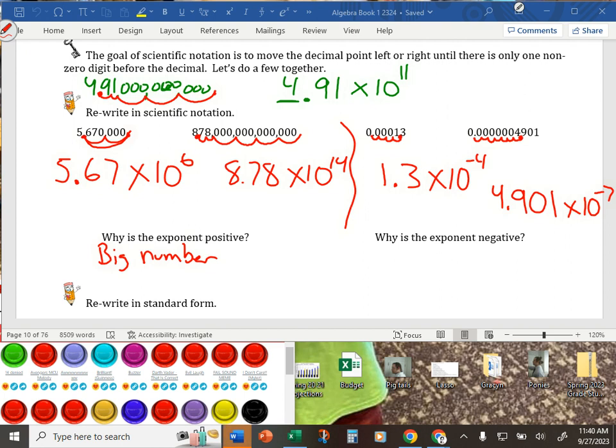In the second two, the exponent's negative. That tells you what about the value? Very small number.